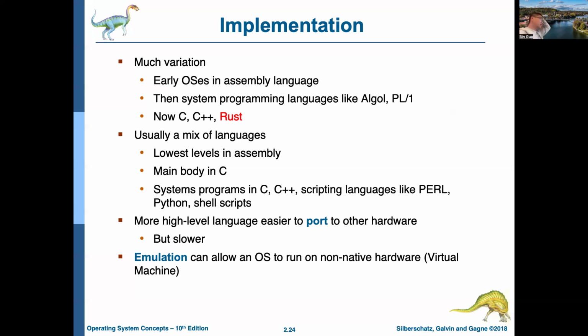Usually, we mix different languages in a modern operating system. The lowest level is assembly. Assembly is still used, but only for parts that are CPU related, hardware related, or need high efficiency. For example, the memory copy: we want it very efficient on some hardware, so we can implement that part in assembly language. The main body of Linux is implemented in C.